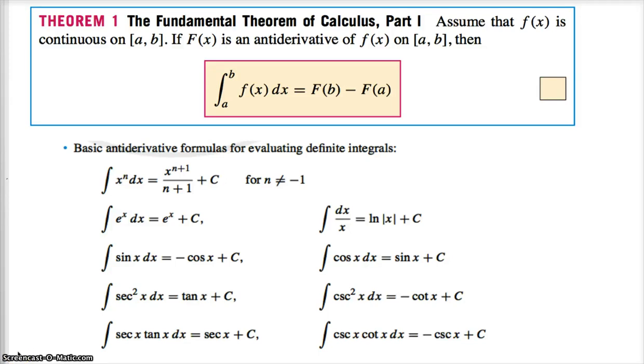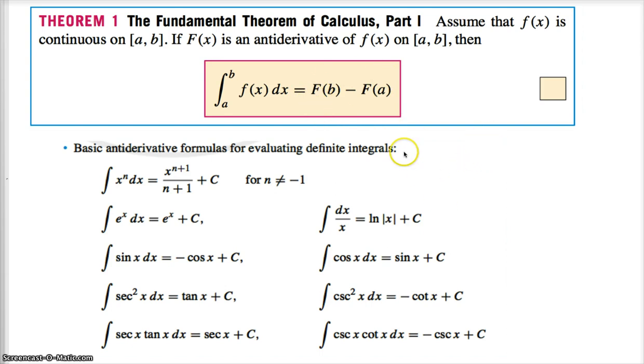Okay, we have the fundamental theorem of calculus, part 1. So assume we have f at x, which is continuous on a closed interval from a to b, and uppercase F at x is the antiderivative of f at x on a and b. Then we can calculate the definite integral of f at x from a to b by performing this calculation: the antiderivative at b subtract the antiderivative at a. This is a calculation that we've done in the past, very familiar with it.